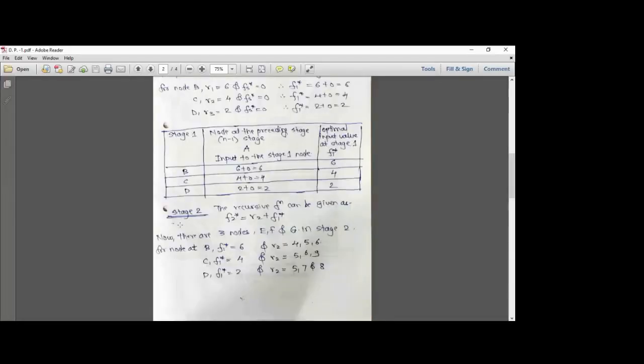So these are the F2 star values that we have got for the E, F and G nodes. Previously it was not required for the B, C, D nodes because there were no options. We directly got 6, 4, 2, but now here we have to select, and we have selected the minimum values, that are 7, 9 and 10.